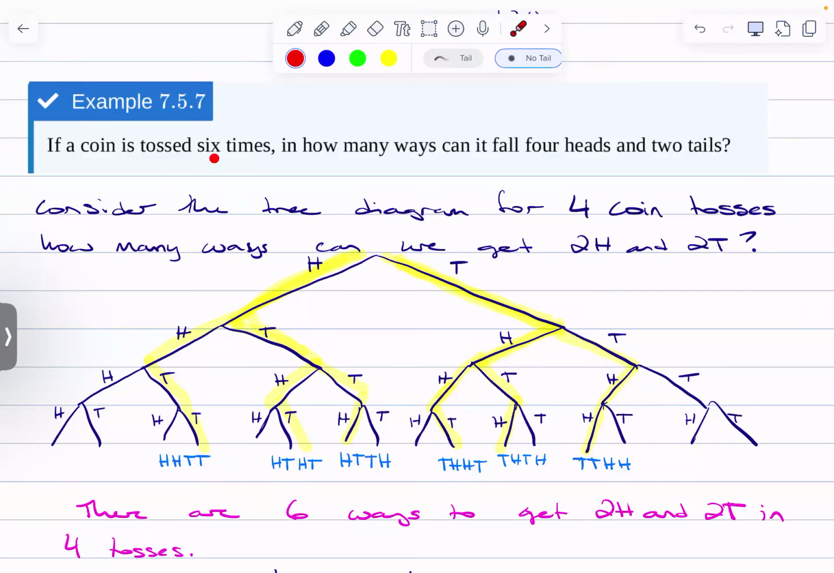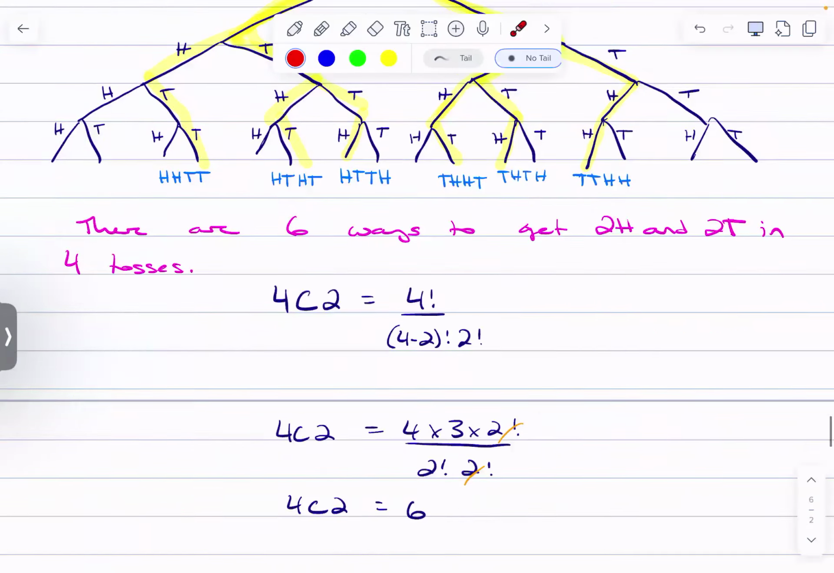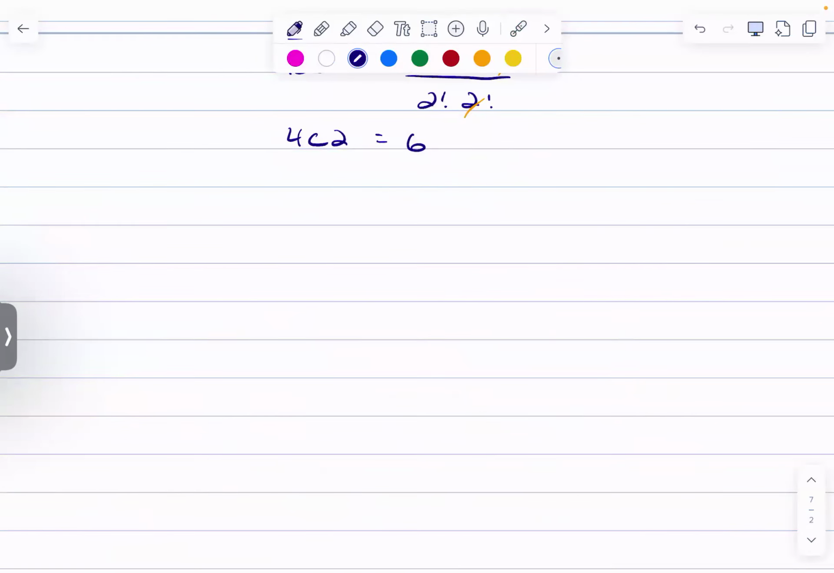So we toss it 6 times, and how many ways can it fall 4 heads and 2 tails? So toss a coin 6 times and get 4 heads and 2 tails. Which one are you going to choose? 6 choose 4 or 6 choose 2? Doesn't matter. In fact, they're going to be the same.